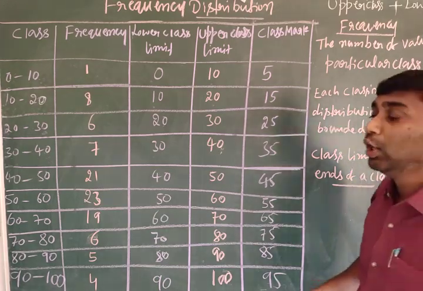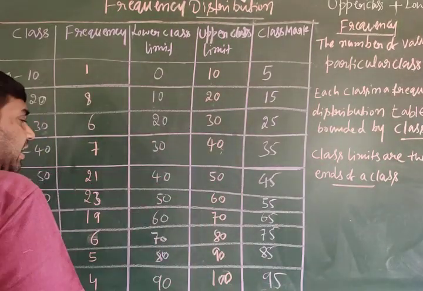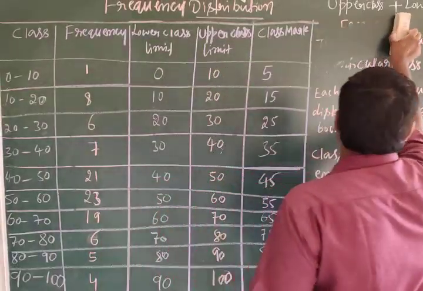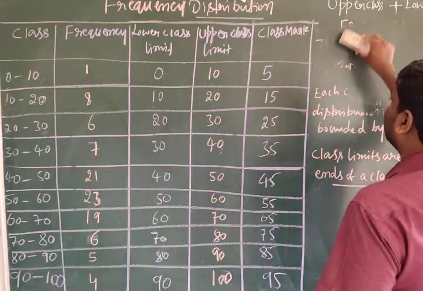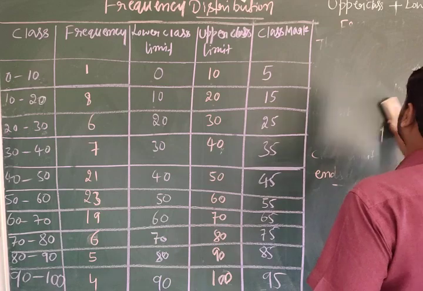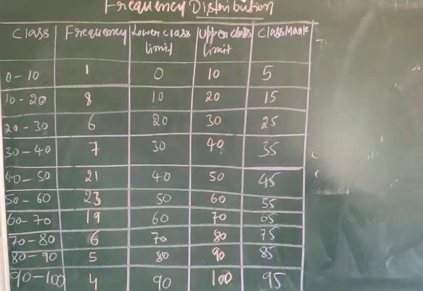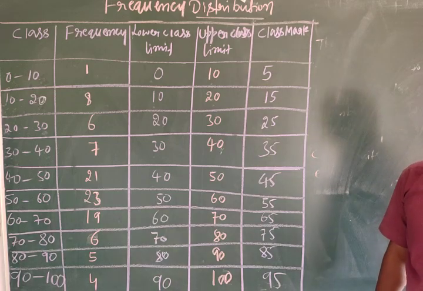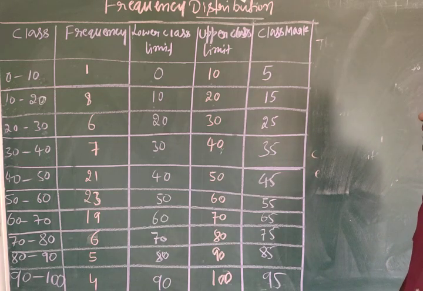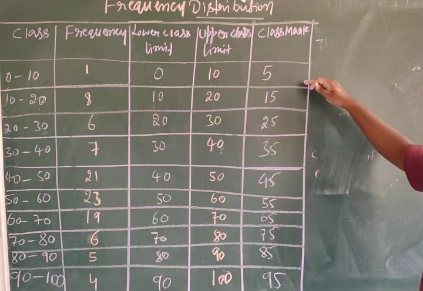Upper class limit and lower class limit. Okay, this we can understand with the help of a formula. Class mark is also called class width or class interval. How can we identify this one?